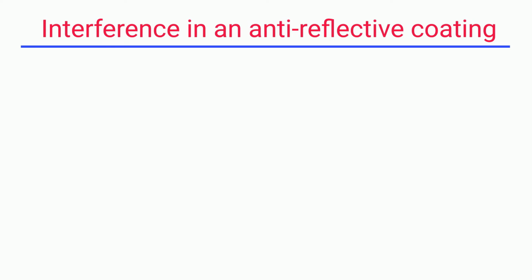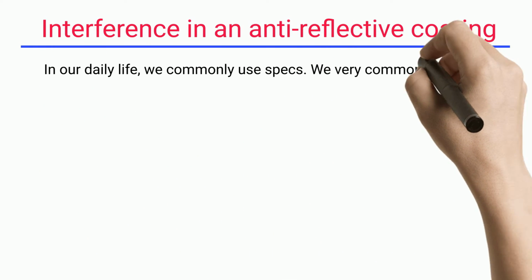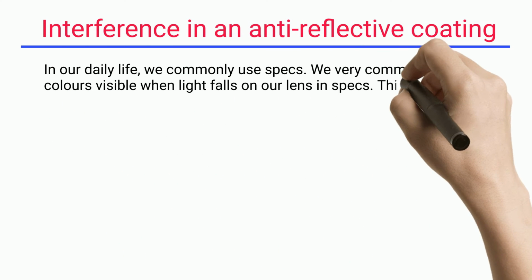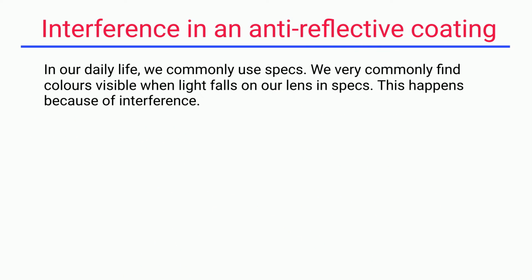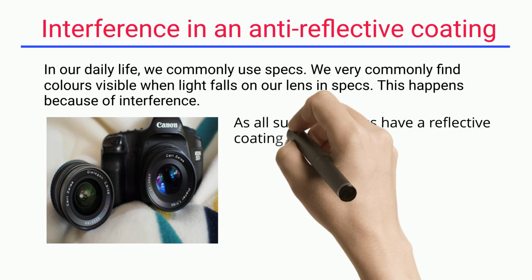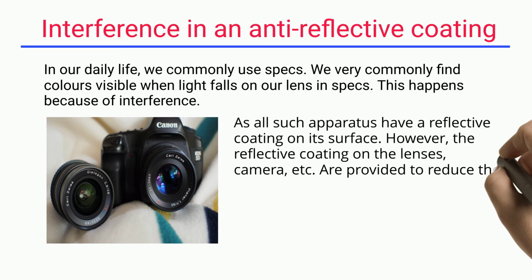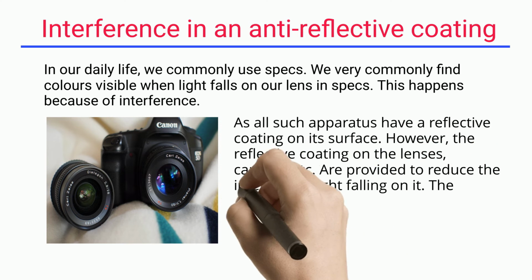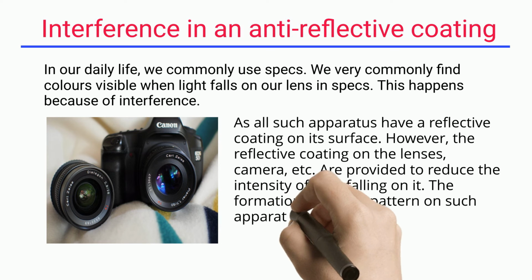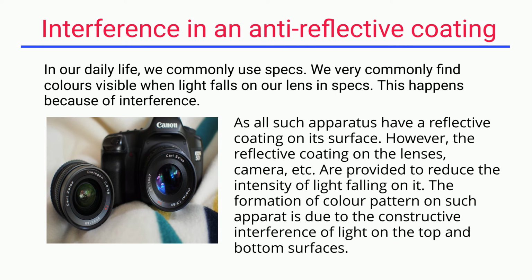Interference in an anti-reflective coating. In our daily life, we commonly use specs. We very commonly find colors visible when light falls on our lens and specs. This happens because of interference, as all such apparatus have a reflective coating on its surface. However, the reflective coating on the lenses, camera, etc., are provided to reduce the intensity of light falling on it. The formation of color pattern on such apparatus is due to the constructive interference of light on the top and bottom surfaces.